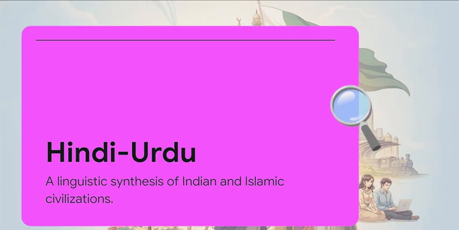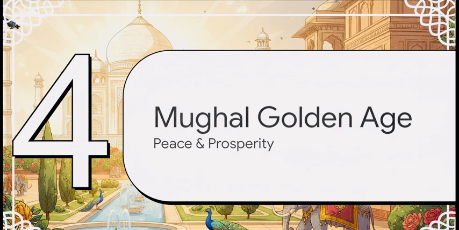This period also hooked the Indian subcontinent into a much wider, growing world system. We're talking vast international networks spanning large parts of Afro-Eurasia, which, as you can imagine, profoundly impacted local culture and everyday society. Which sets the stage for Section 4, the Mughal Golden Age.